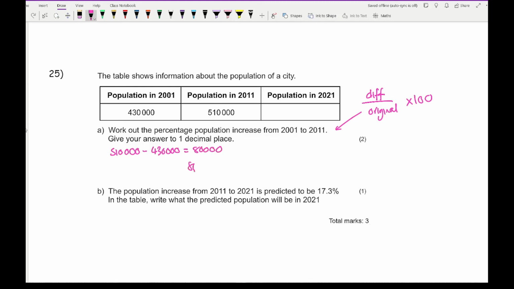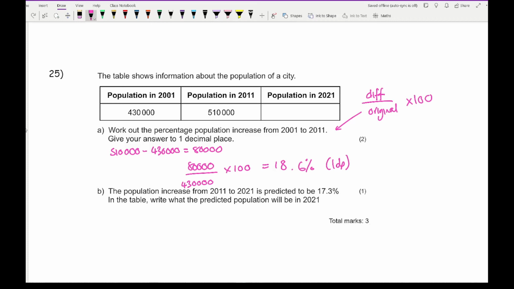So if I then do 80,000 divided by the original, which was 430,000, and multiply that by 100, I get a percentage of 18.6, and that's to 1 decimal place. It then says that the population increase from 2011 to 2021 is predicted to be 17.3%. In the table, write down the predicted population in 2021.